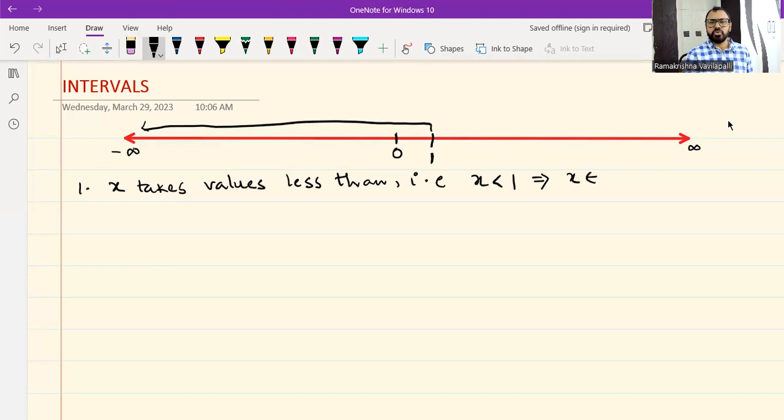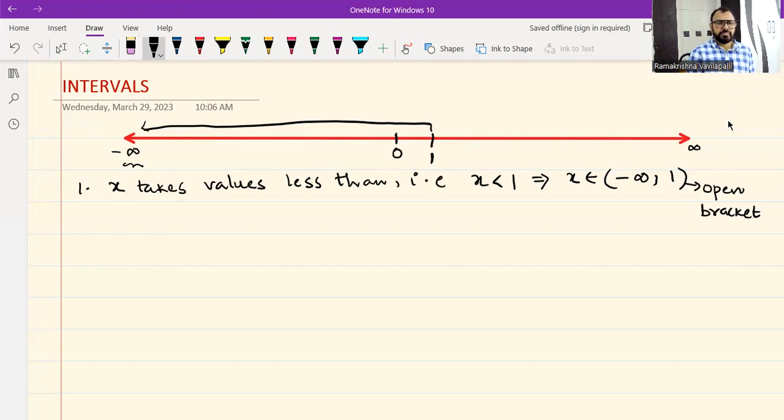So this we will write that x belongs to -infinity up to 1. This we call open interval. This is called open bracket. So here x does not take value 1, but x assumes all the values less than 1.